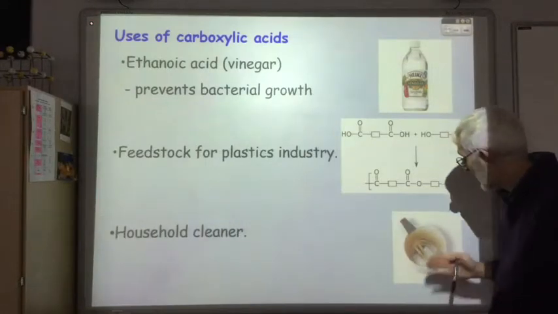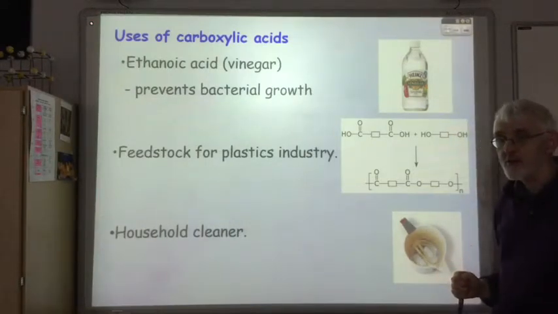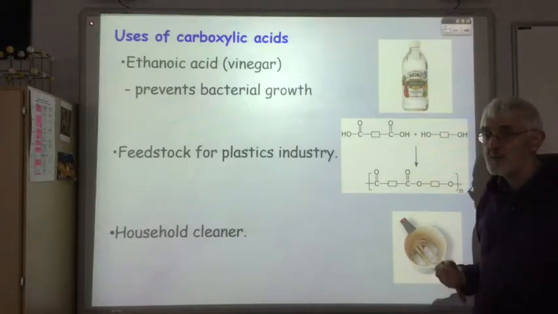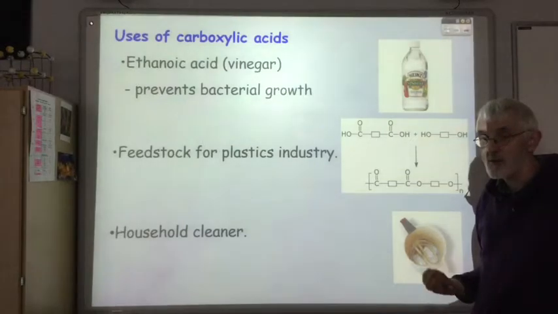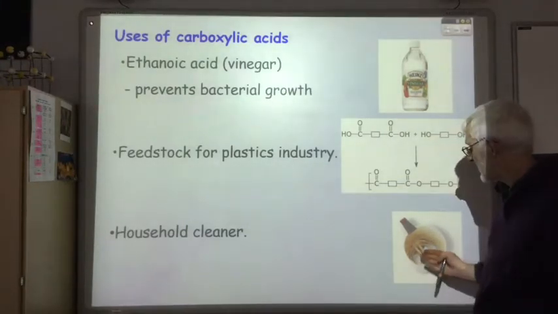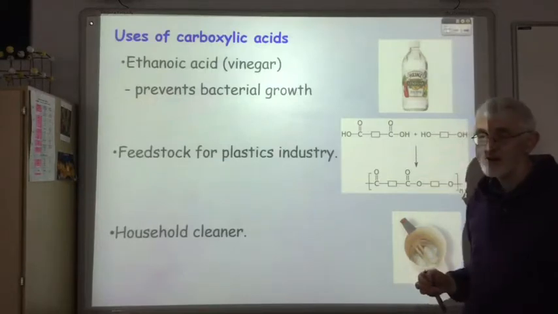And it's also used as a household cleaner, particularly useful in areas of hard water where limescale builds up. Now, limescale is basically just a metal carbonate, and metal carbonates react with acids, so we can clean the kettle or whatever it is with a carboxylic acid.